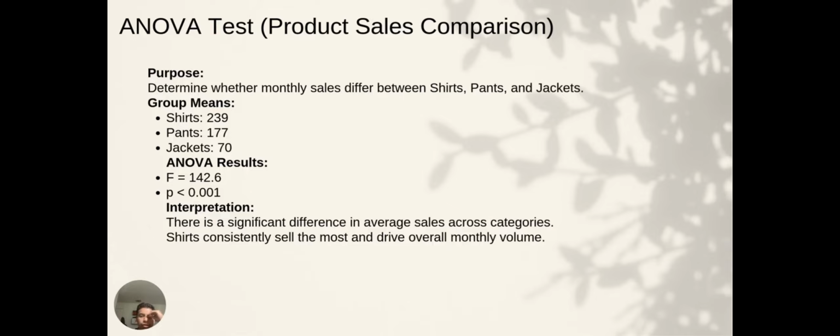And here we did an ANOVA test. We also performed a test which gives the difference between product categories like shirts, pants, and jackets. The ANOVA returned a significant result, meaning that at least one category performs differently from the others.